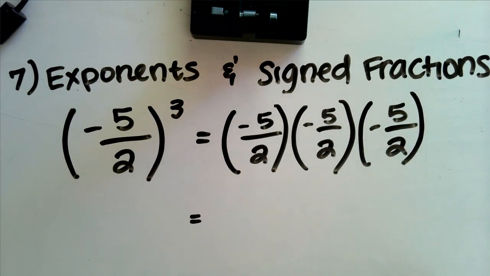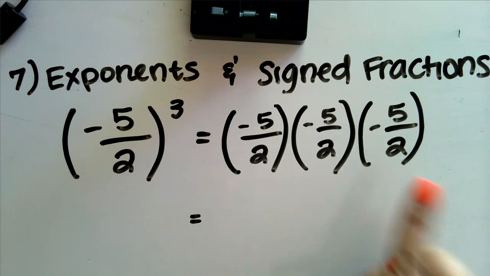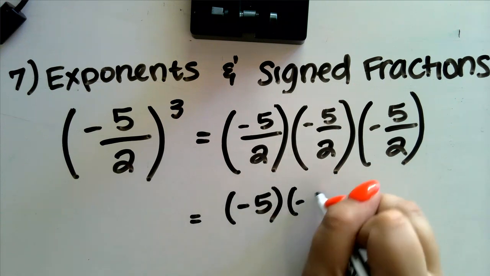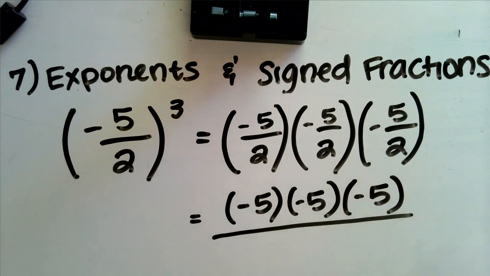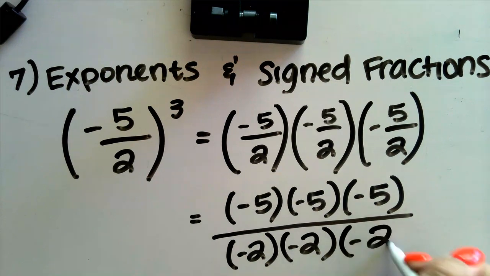I'm going to jump down here so I have some more space. Now, just like before, I'm going to write this as one single numerator and one single denominator. We don't have to think about this as 3 separate fractions, okay? So in our numerator, we have negative 5 times negative 5 times negative 5 all over negative 2 times negative 2 times negative 2.